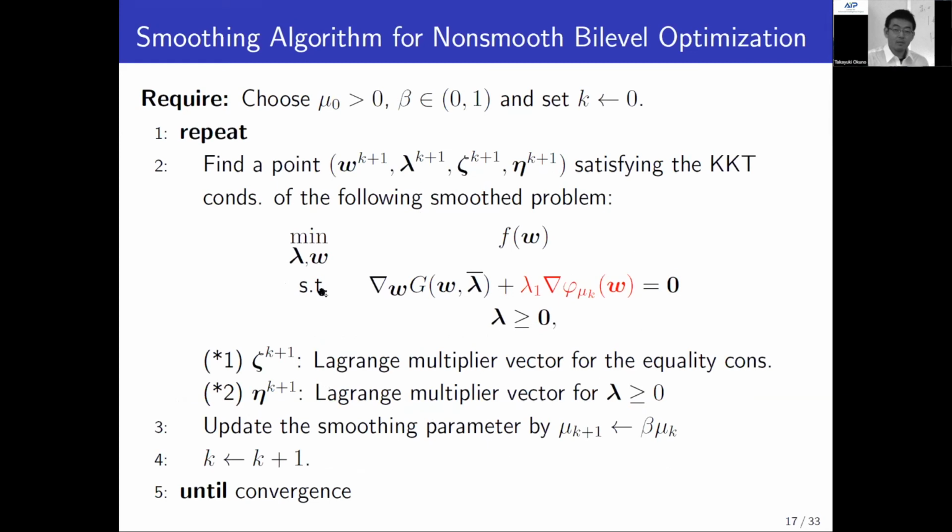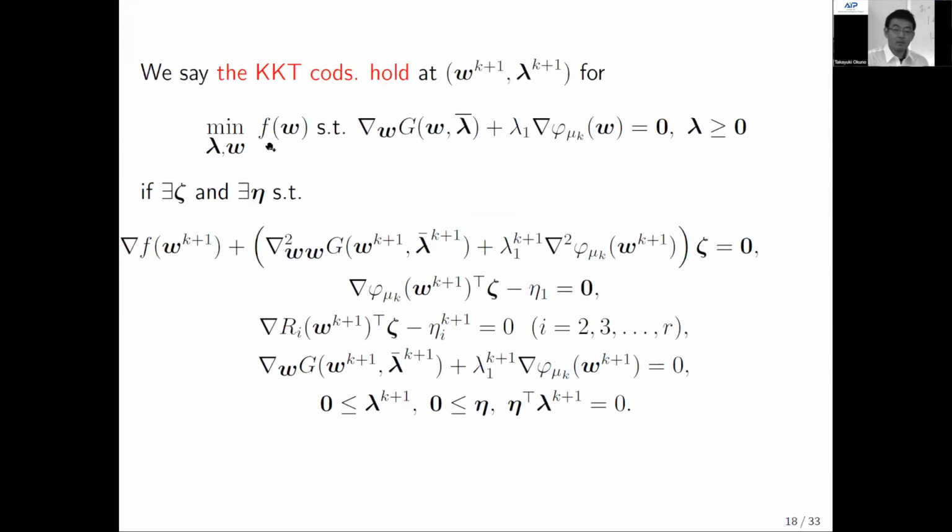The formal description of our method is very simple. We repeat these procedures. For each iteration, we compute a KKT point, a point that satisfies the KKT conditions for this problem. All functions are smooth, and the KKT condition is represented like this. This is a bit complicated, so I don't explain it here. But the KKT conditions are very classical and standard. In fact, most software for solving continuous constrained optimization problems is designed to find a point that satisfies the KKT conditions. There are so many algorithms that can compute a KKT point.